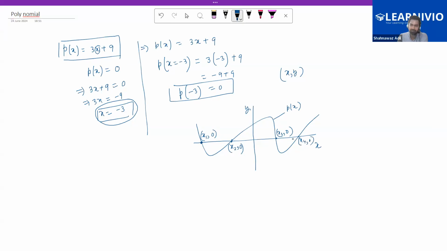So what do you see? The polynomial value is 0 at these 4 points, at x1, x2, x3 and x4. That is why these points are the zeros of the polynomial. So this curve will have 4 zeros. Did you understand this point? Yes, sir. Okay, so this is how we define the zero.